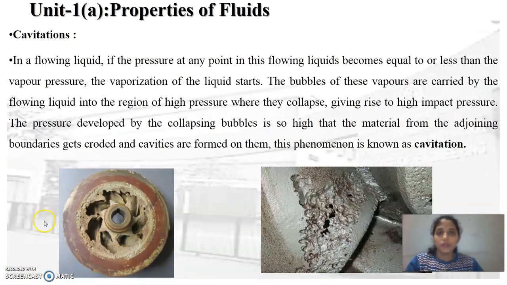The last property of the fluid is cavitation. In a flowing liquid, if the pressure at any point becomes equal to or less than the vapor pressure, then vaporization of the liquid starts. The bubbles of these vapors are carried by the flowing liquid into the region of high pressure, where they collapse, giving rise to high impact pressure. The pressure developed by the collapsing bubbles is so high that materials from the adjoining boundaries get eroded and cavities are formed. This phenomenon is called the cavitation phenomenon.